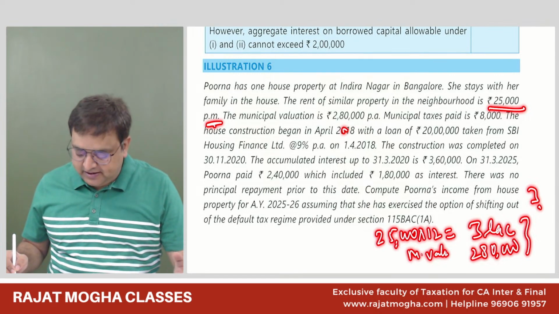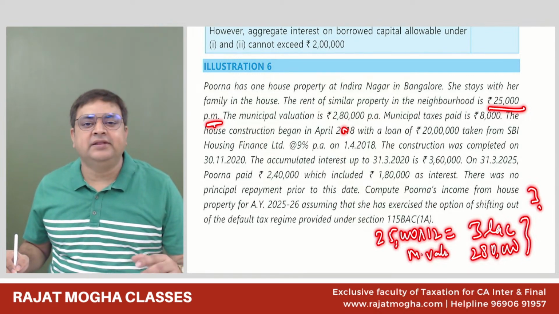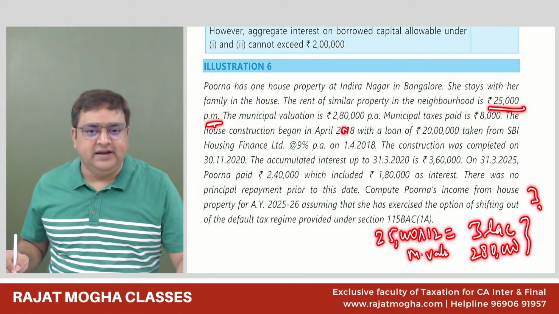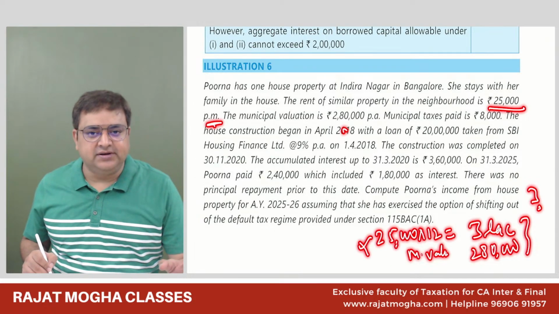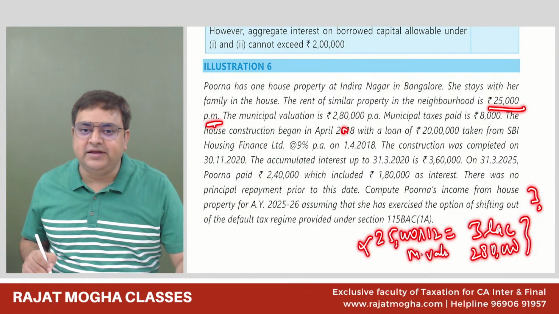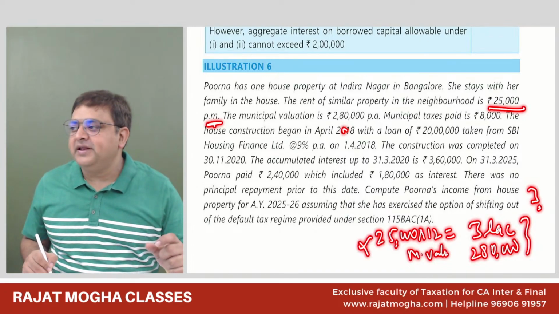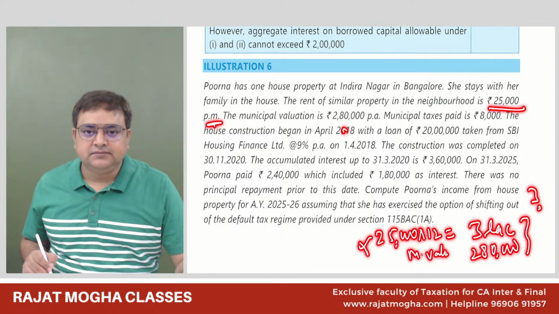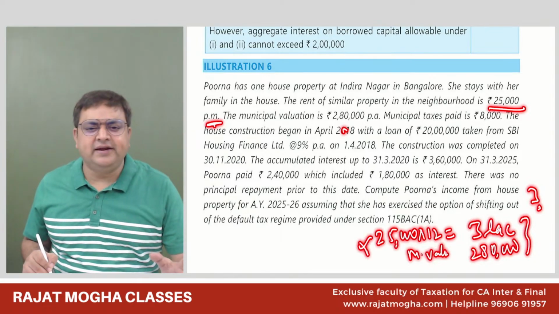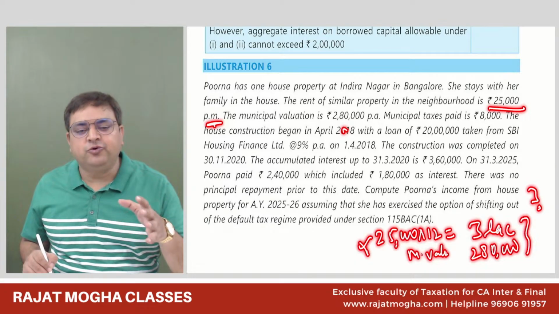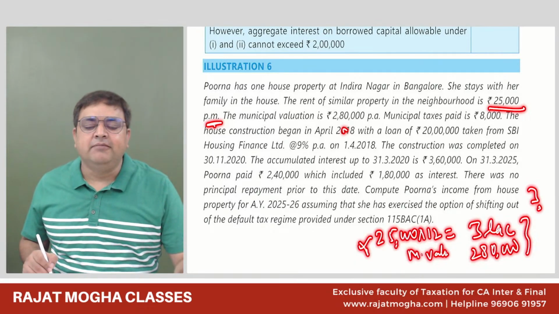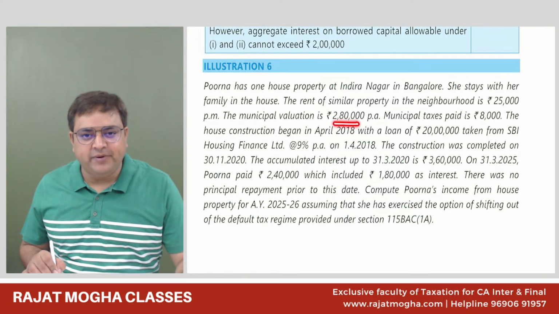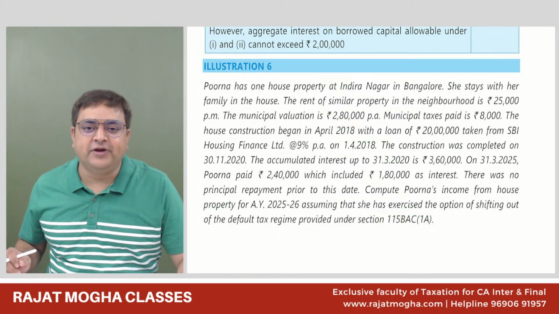But I'm presuming, although I have not read the full question, that this property is self-occupied. So in this case, we have to take NAV as nil. So we don't have to compute the GAV even if the property is not let out for the year. Understood? If the property is let out at any part of the year, then we have to take the GAV. But if it is not let out, it is self-occupied, then we don't have to care about the fair rental value or the municipal value also. Are you all getting it, guys? If the property is self-occupied, then we don't care about these two figures also.